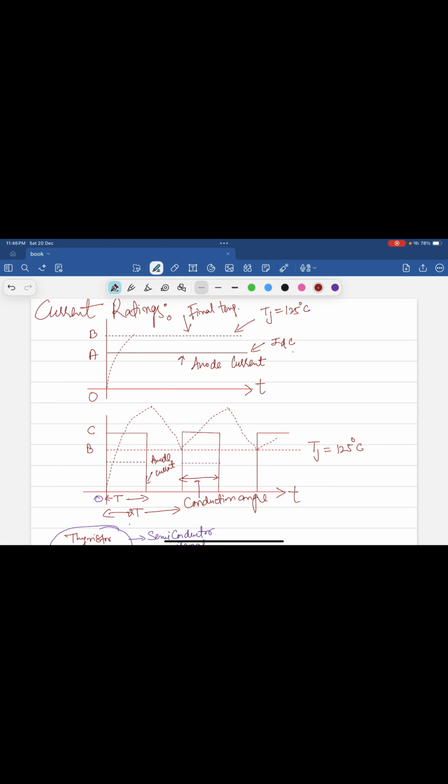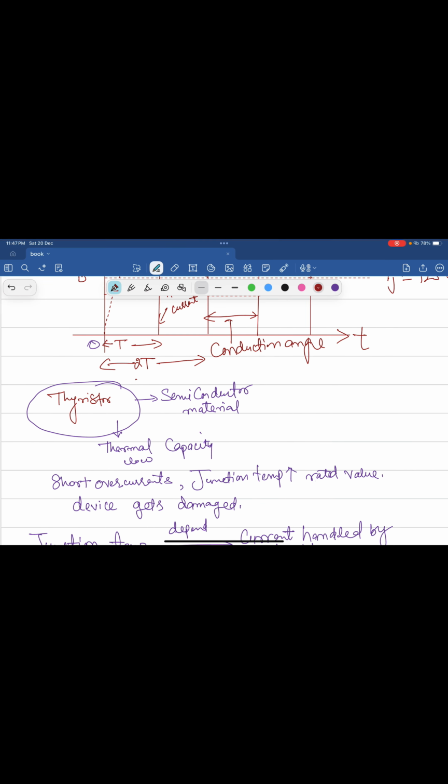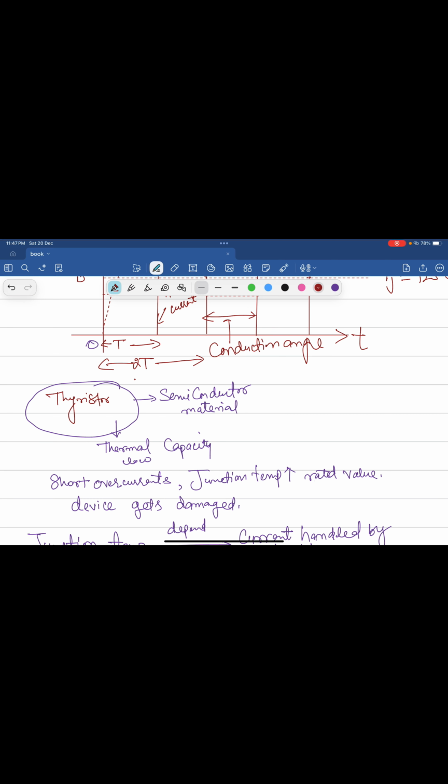Today we will discuss the current rating of a thyristor. Basically, a thyristor is a semiconductor material, so its thermal capacity is very small. So for very short overcurrents, the junction temperature rises very fast, so it can damage our device.